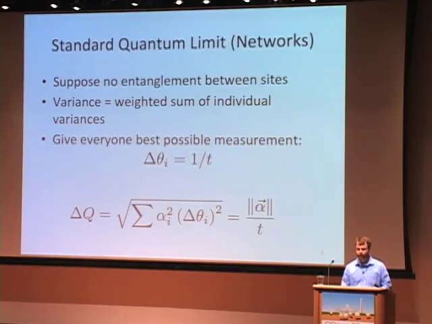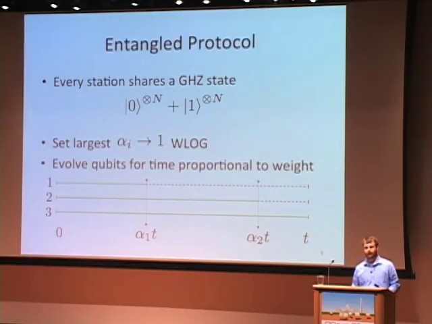So I'm going to propose a very simple entangled protocol. That is a protocol that makes use of entanglement. And then we're going to worry about how much better it does. It's very simple. We start with the GHZ state shared amongst all stations. And without loss of generality, I'm going to set the largest weight to 1, just so that it's clear what the timescale is going to be. I can always do this by changing the timescales. And then I'm going to evolve every qubit for an amount of time proportional to the weight.